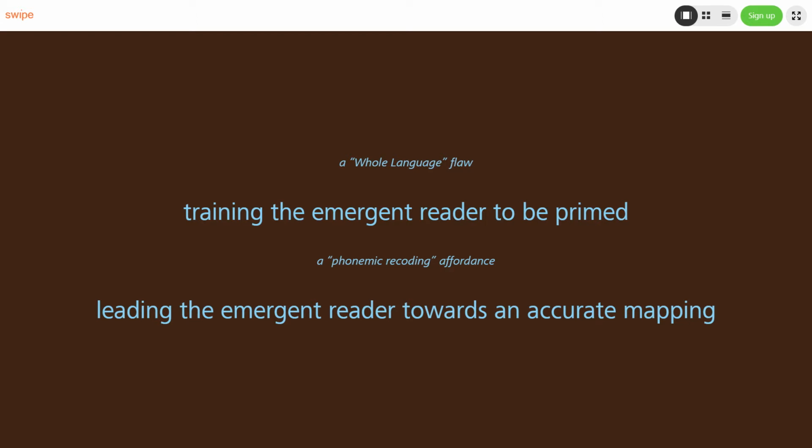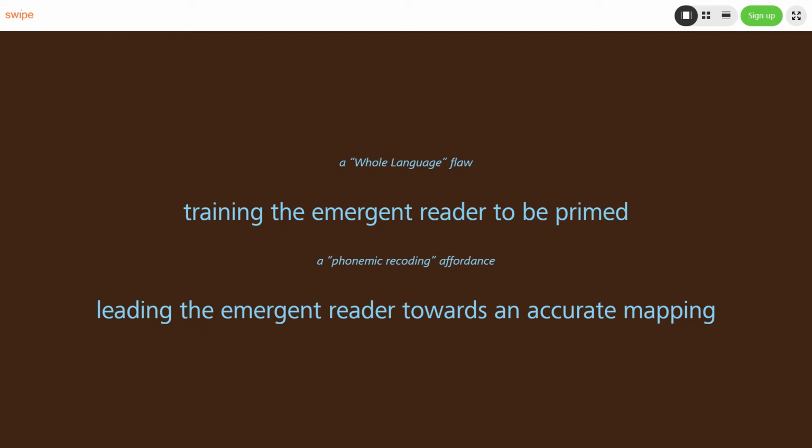So one of the flaws in whole language is the assumption, or the way it's implemented, that we need to be taught how to be primed. But we cannot learn language without being able to be primed, okay? So it's not something that needs to be taught. And I'm not an advocate for full-on phonemic instruction in phonemic recoding, actually quite the opposite, but it does have a certain affordance, which is that it leads the emergent reader towards a correct and accurate mapping of word form to the symbol that we're trying to bring to mind.